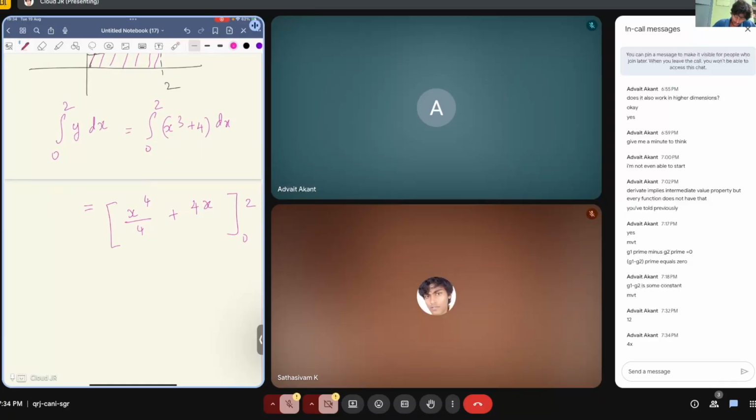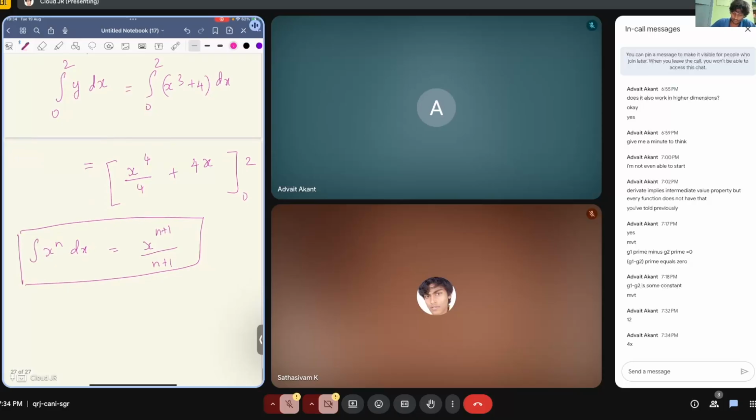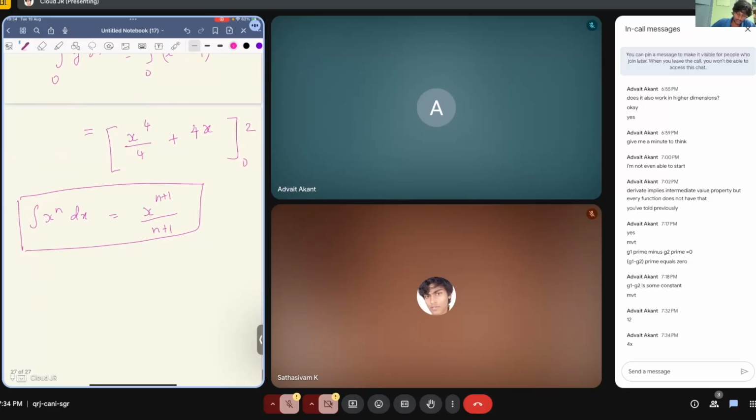Okay, and if you want the formula, the integral of x power n dx is nothing but x power n plus 1 by n plus 1. If you want to use it, we haven't done it here yet, I think, but you can use it. That's fine. Most of you might have already done it. So you just substitute the value here.